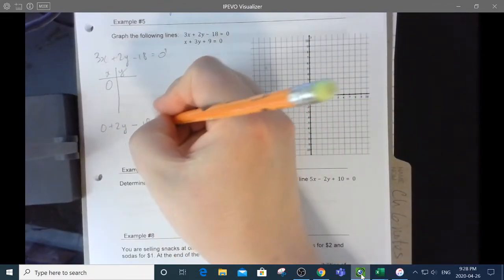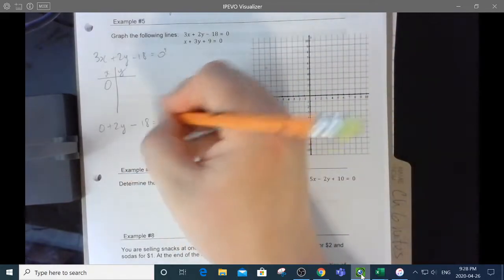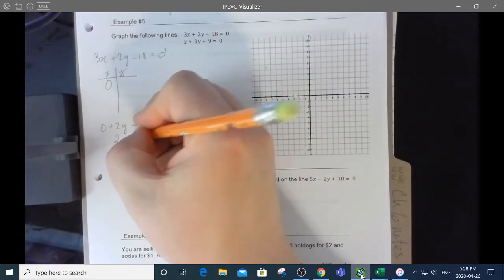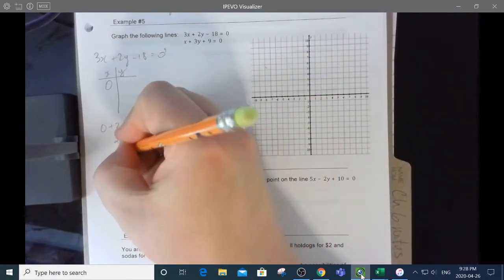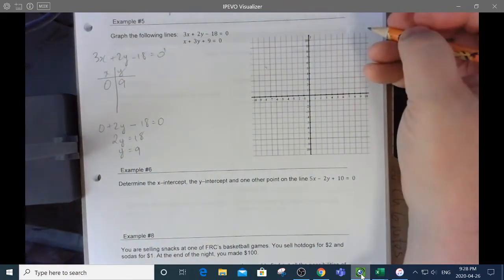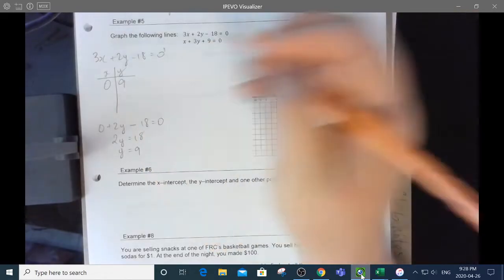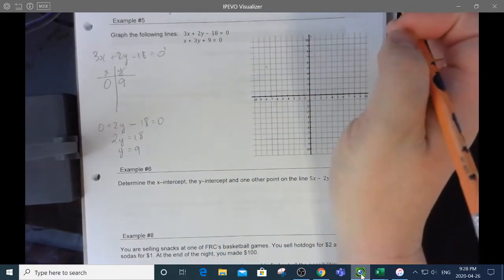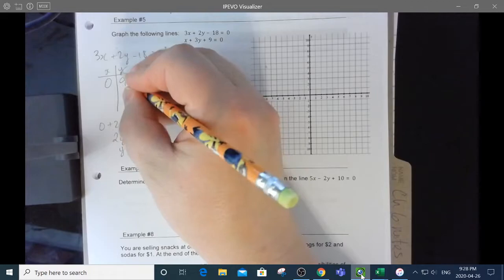Got ahead of myself. Minus 18 is 0. Move the 18 to the other side by adding 18 to both sides of the equation. Divide both sides of the equation by 2. And like I said, we get a coordinate that is an integer. Let's do the same thing for the other intercept.